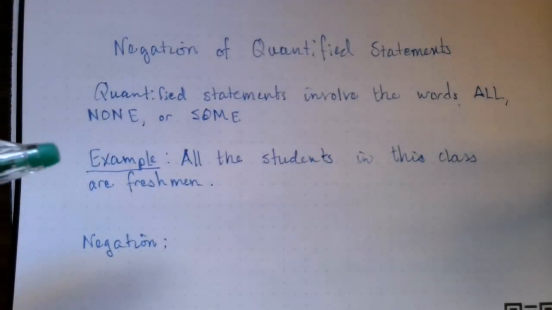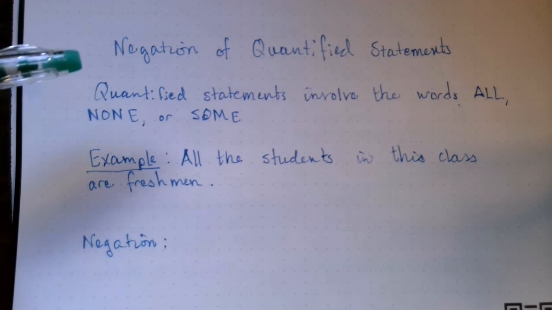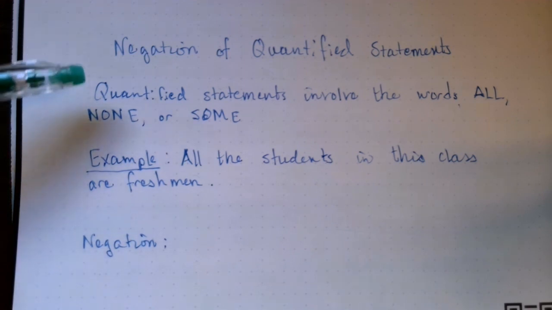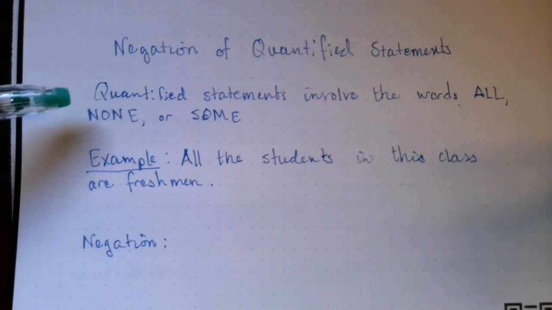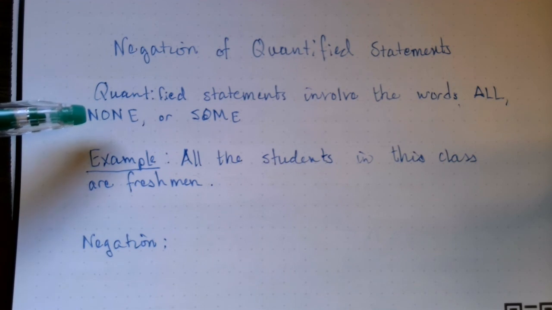So we're going to switch over to the document camera and talk about negations of quantified statements. Okay, so what I want you to get out of this video is to be able to take a quantified statement and write out the negation of that statement. Now, in this context, a quantified statement is one that involves all, none, or some.